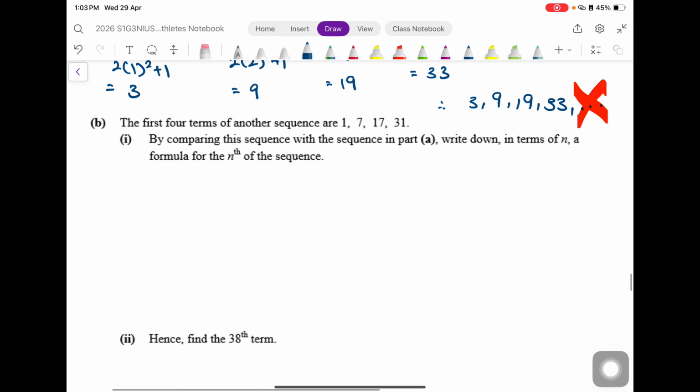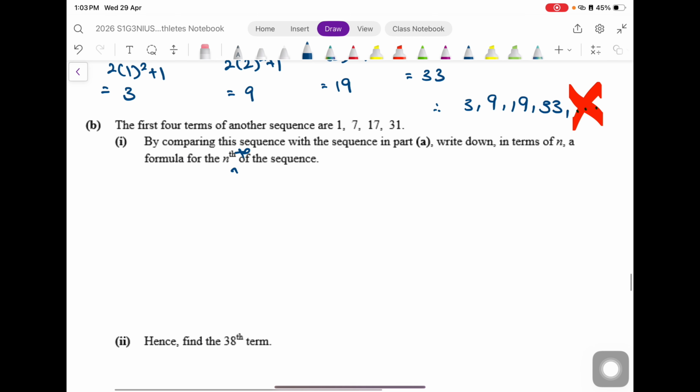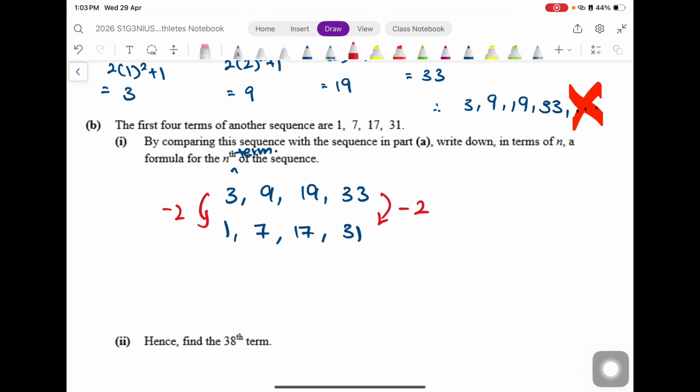Now next one. The first 4 terms of another sequence is 1, 7, 17, 31. By comparing the sequence with the sequence in part A, write down in terms of n a formula for the nth term of the sequence. Just let me include the word term here. So here I'll get 3, 9, 19, 33. Here 1, 7, 17, 31. And we can see that from these two numbers here, there is a difference of -2 for each term.